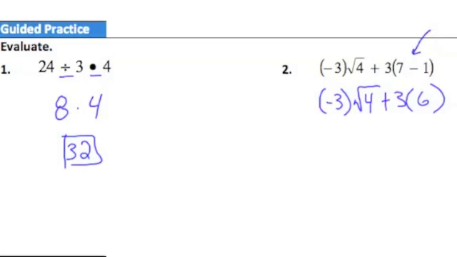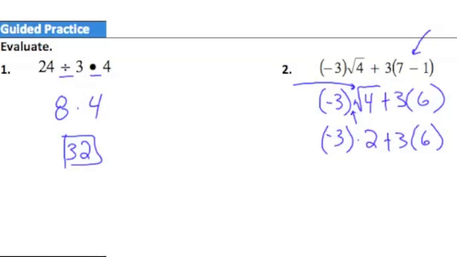I'm going to look for exponents. And I do have an exponent here. The square root is actually an exponent, so we want to do that next. So this is going to be negative 3. And since these things were written next to each other, that means multiplication. So I'm going to have negative 3 times whatever the result of the square root of 4 is. Well, the square root of 4 is 2. Okay, I'm done with exponents now.